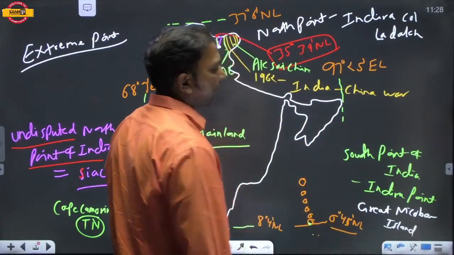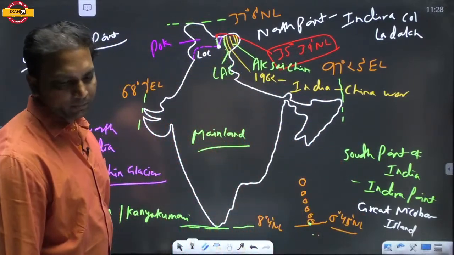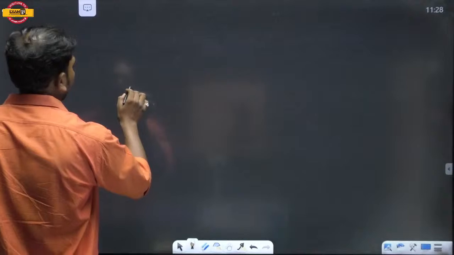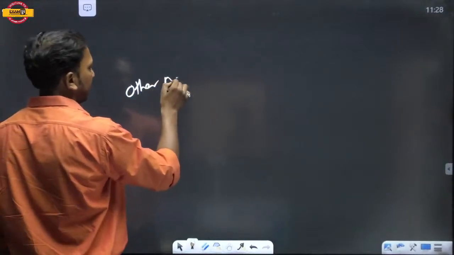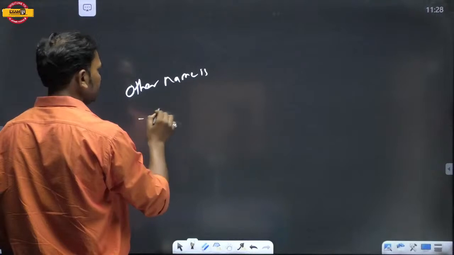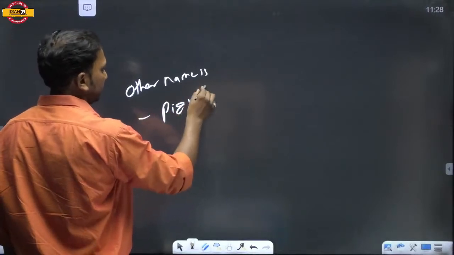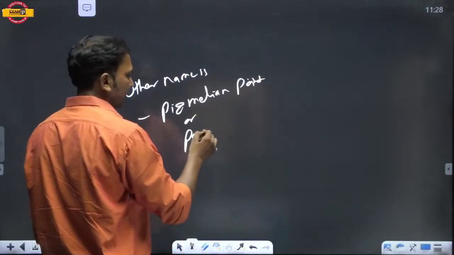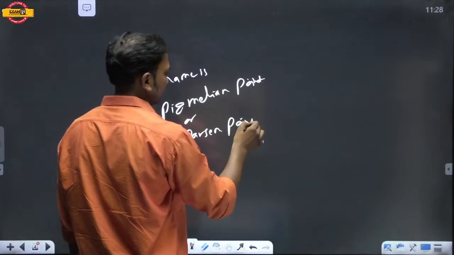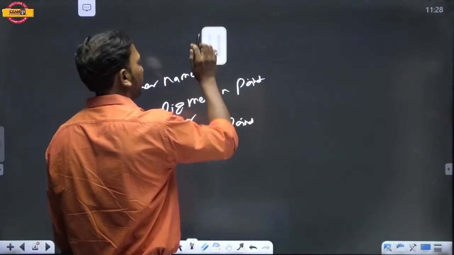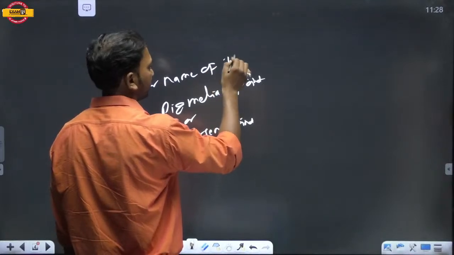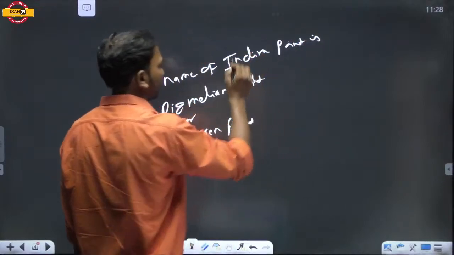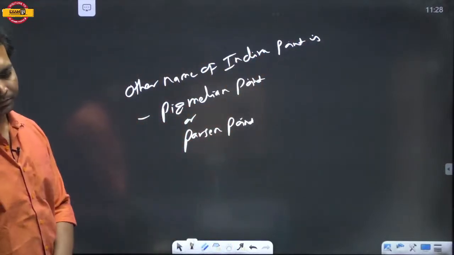There is some other name of Indira Point also. The other name is Pygmalion Point or Parson Point. So the other name of Indira Point is Pygmalion Point or Parson Point.